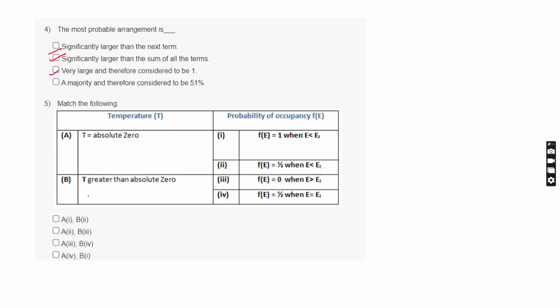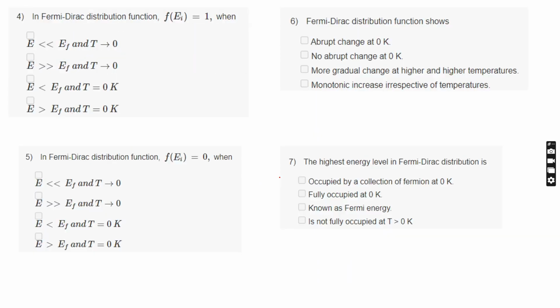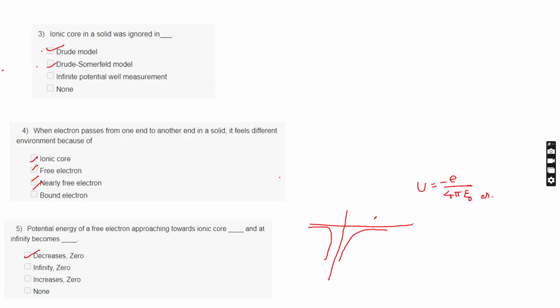So here the answer will be this one, like A will be 3 for absolute zero temperature, F of E will be 0 when E is greater than EF. Then B will be the fourth one, like F of E is equal to half when E is equal to EF. Just go through the questions we have discussed.